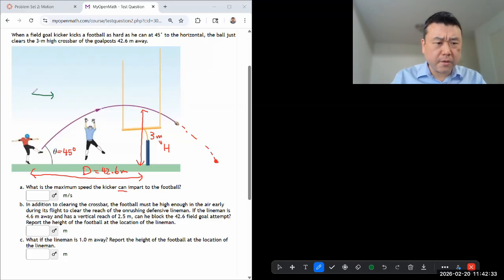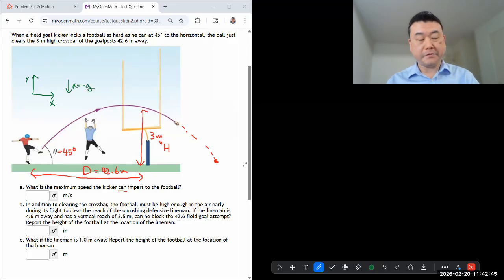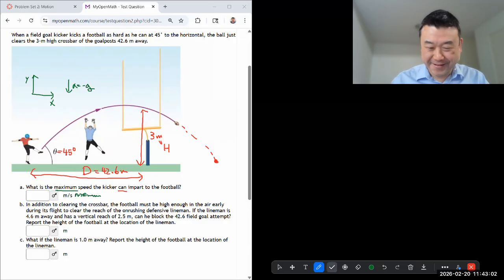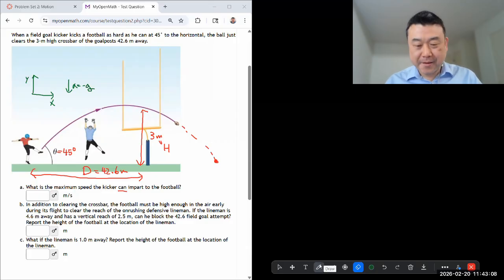In almost all projectile motion questions, you will want to define x to be horizontal and y to be vertical, and that's because there's gravitational acceleration that's downward at minus g. Oh, this is not maximum speed. That really should be the minimum speed, because he might be able to do more. He can at least do it. But let me not nitpick the wording of the question. So let me label this speed v naught, the initial speed that the kicker imparted to the ball.